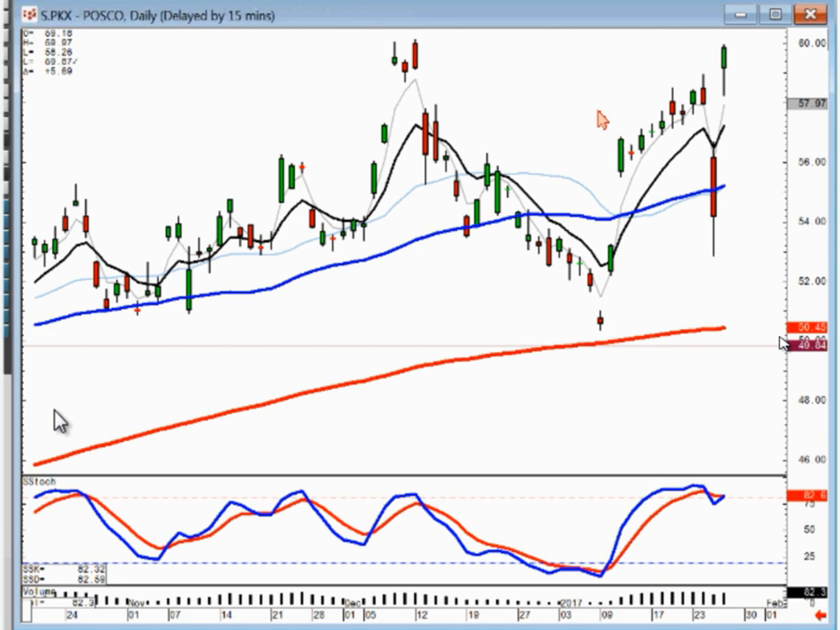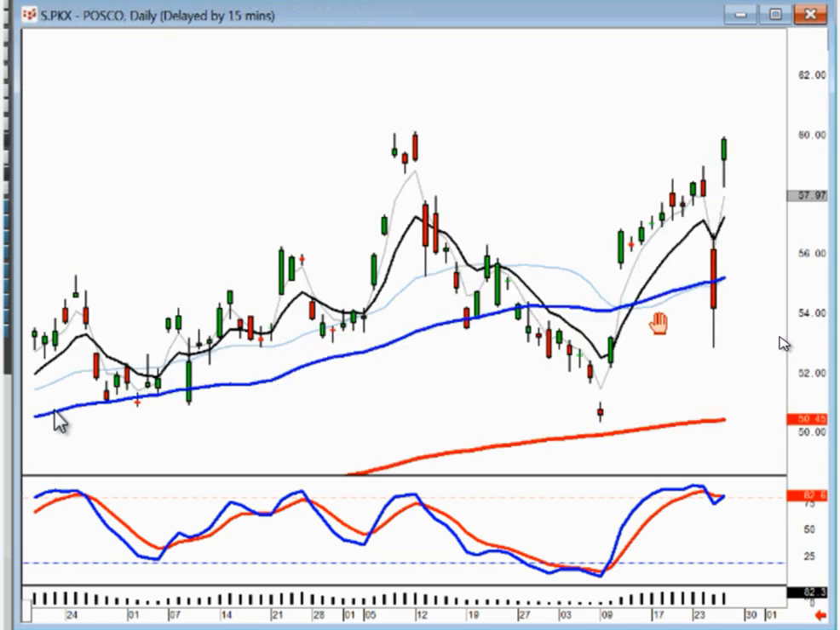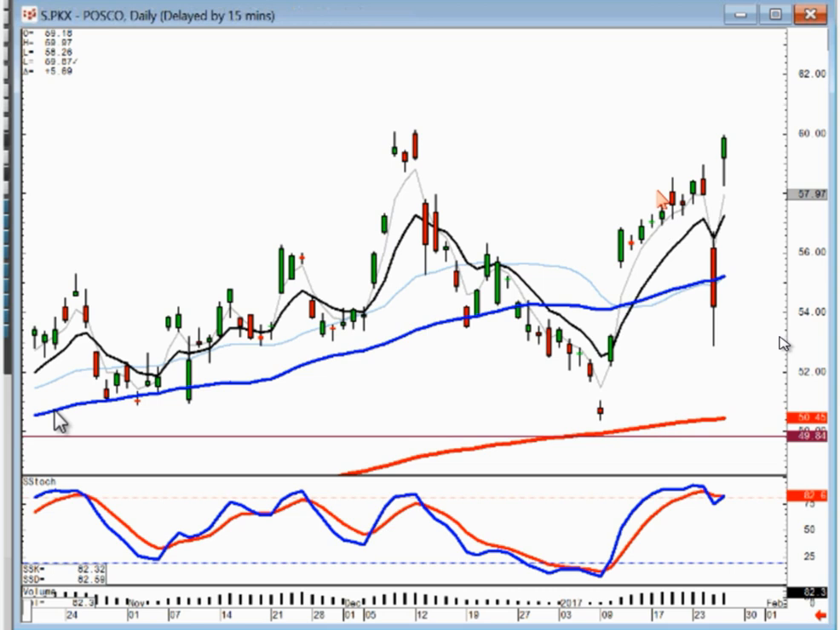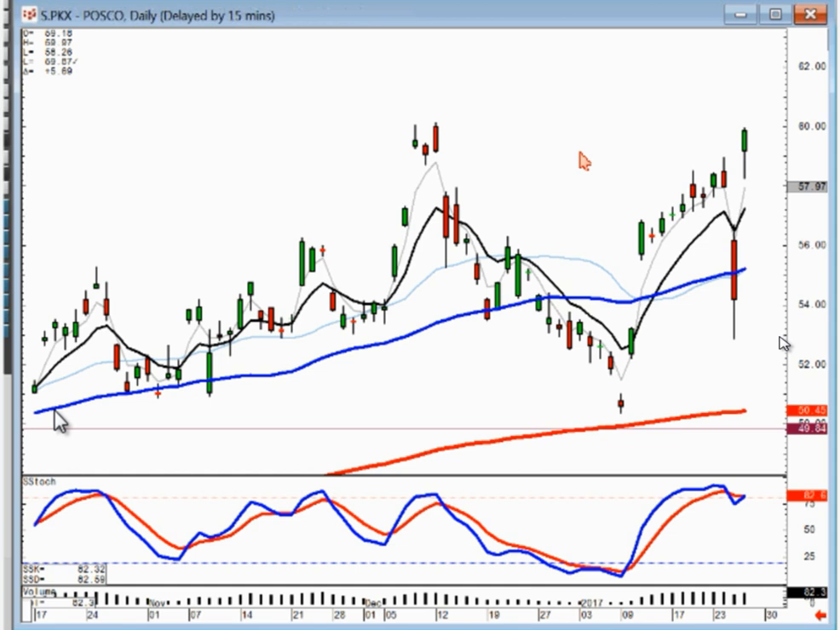PKX, that's a toughie. That's an ugly-looking chart. That one would have had you out, now back in. But if you get back in, you can get back in on this one. It's just not a very good-looking chart to trade.